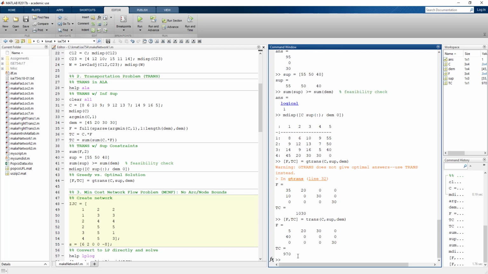And now I get a value of 970. That 970 value is still greater than the 930, but it's less than the 1030. And again, just to look at the feasibility of it, we can add up the elements in the first row, and we get 5, 20, and 30, which again adds up to 55. And in this solution, the second node is serving 40, but it's providing it all to the first customer.